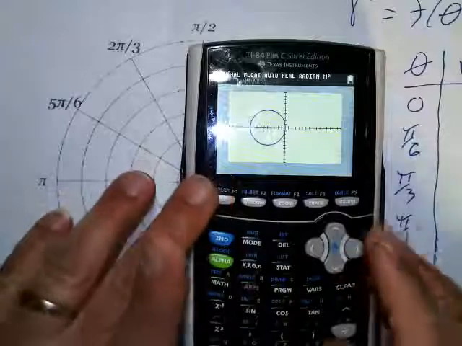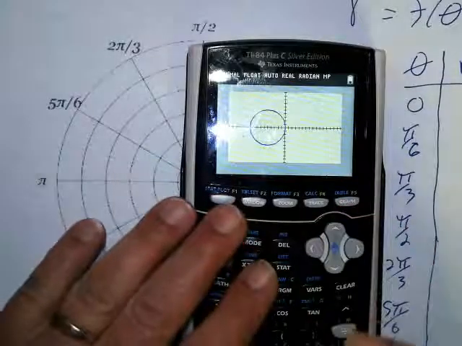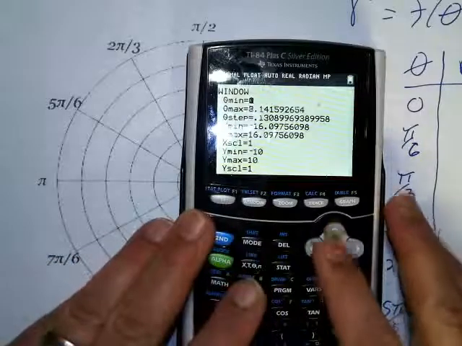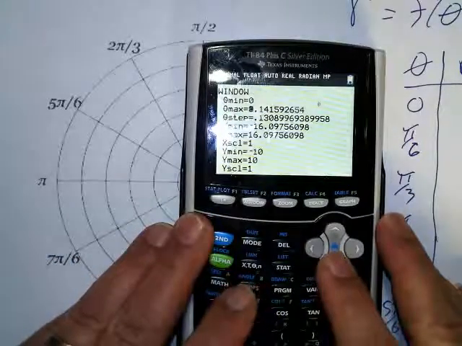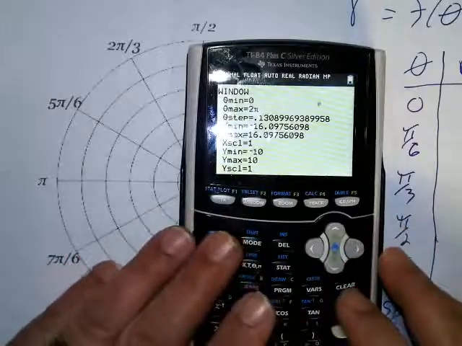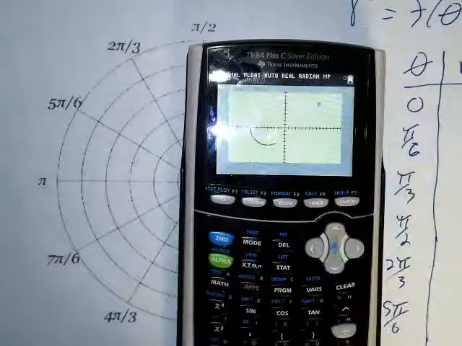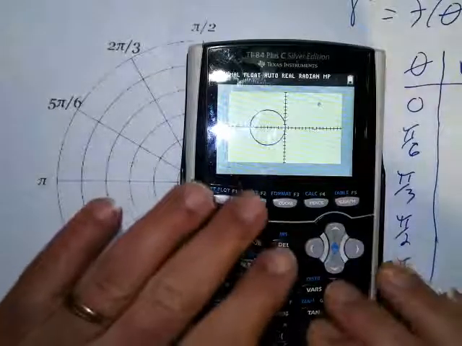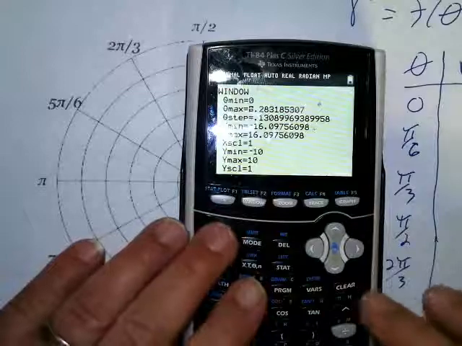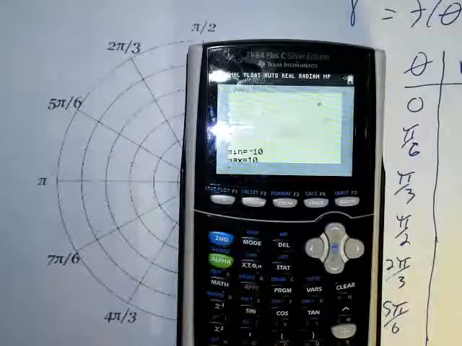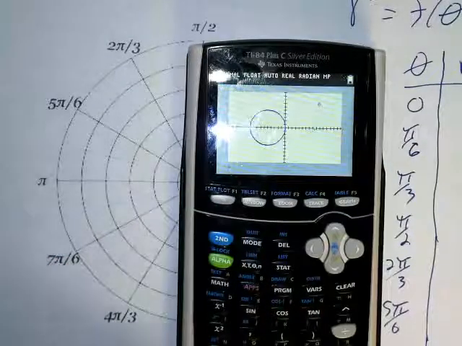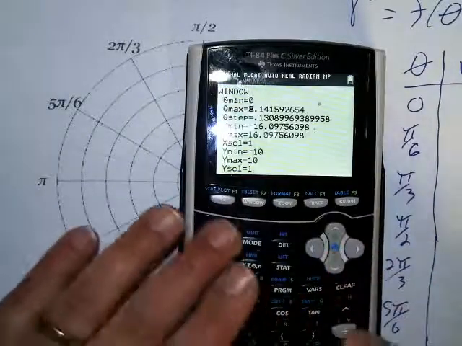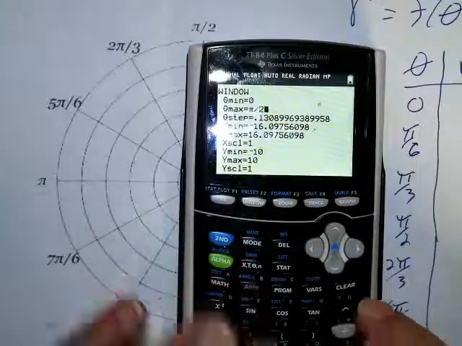Okay? And notice for this circle, you don't actually need to go from 0 to 2 pi. If I go to my window, I'm only going from 0 to pi. See that? And so if I actually go to 2 pi, you wouldn't know it, but this actually ends up tracing the circle twice. Okay, you just need to go from 0 to pi, and then you'll trace it once. But if I go from 0 to pi over 2, can you guess what's going to happen?